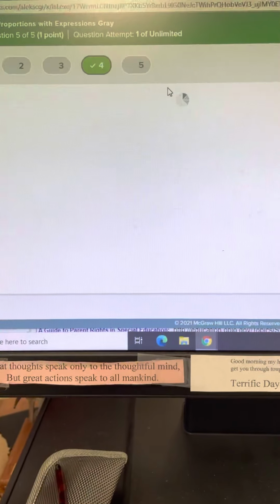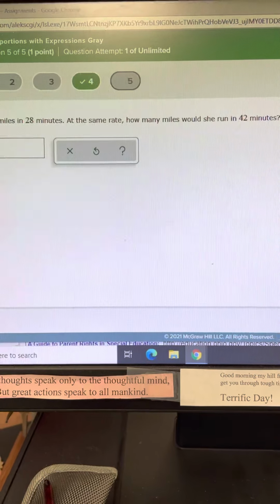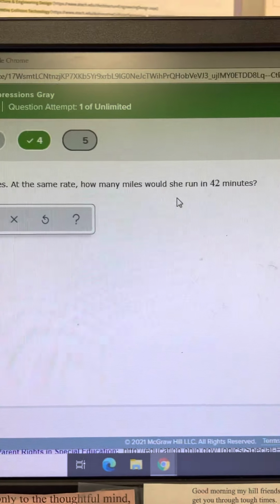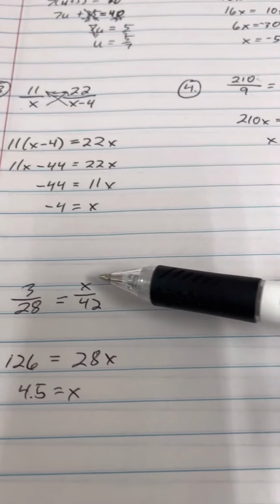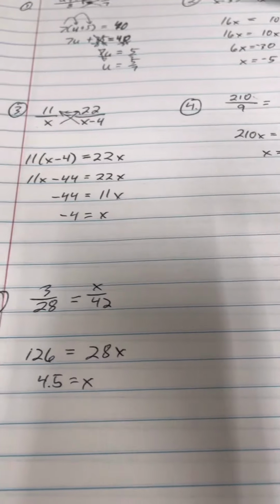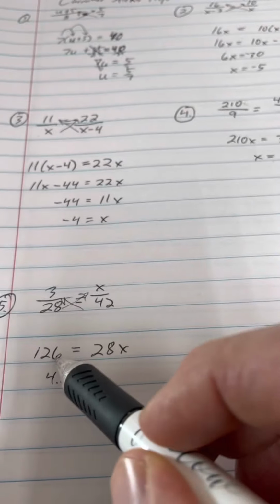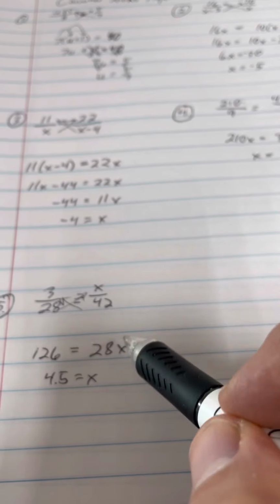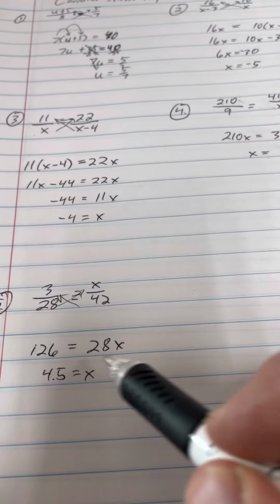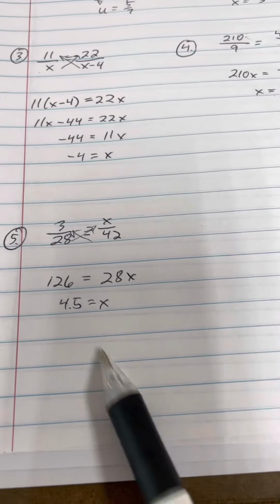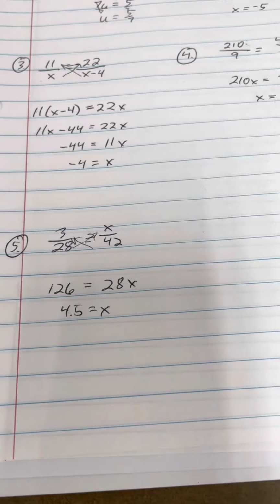All right, and then lastly, number 5. I have Jenny runs 3 miles in 28 minutes. At the same rate, how many miles would she run in 42 minutes? So we have miles to minutes at that same rate. So cross multiply, and so I get 28x over on this side. 42 times 3 is 126. And then divide both sides by 28 to get that x by itself, and you get 4.5, so she'd be running about 4.5 miles.